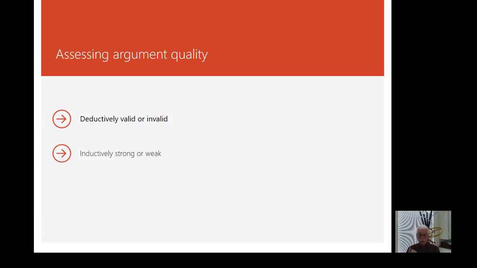Again, logic is prescriptive, not descriptive, right? It prescribes or says whether the argument ought to persuade. It's not descriptive. It's not describing how arguments work on people. That's really the field of psychology, the description of arguments.